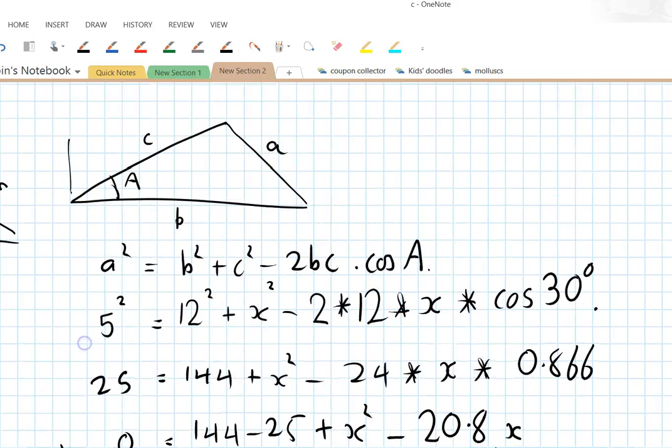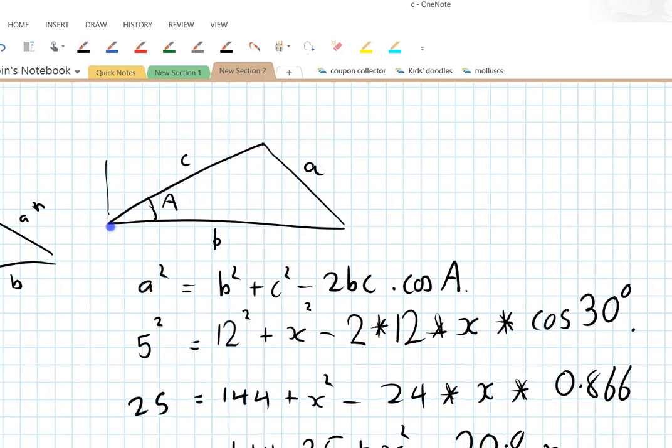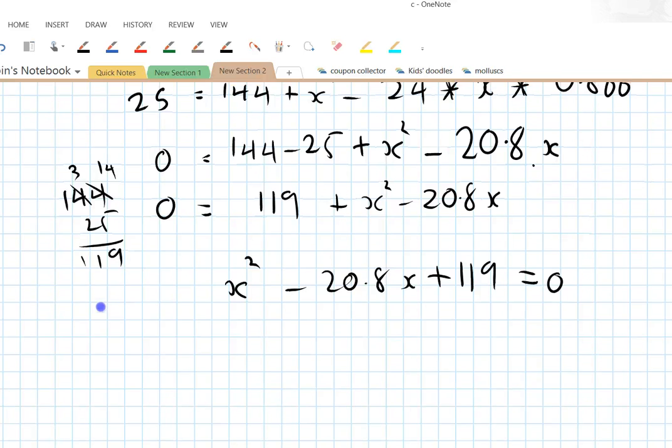So the cosine rule here has given us an equation for x, which is this side here, in terms of that and the cosine of that 12, that 5, and the cosine of this angle here, which is cos 30, which came out to be 0.866.